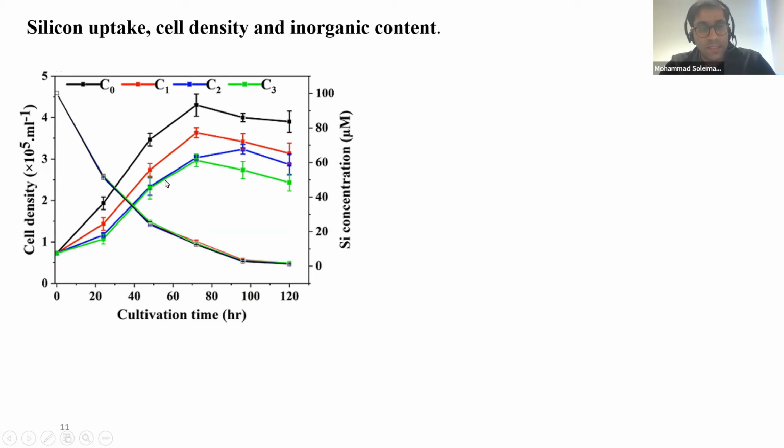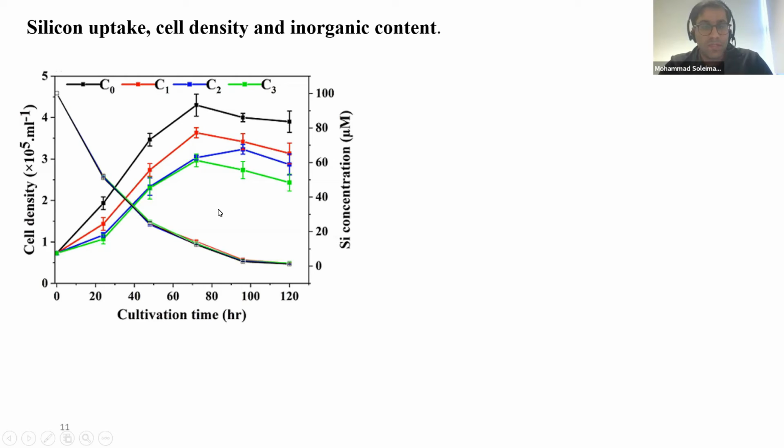And we found a negative effect of aluminium. For example, in this case, the culture with the highest concentration of aluminium has a lower growth rate in comparison to the sample without aluminium. Actually, aluminium has a negative effect on the growth rate of the species.